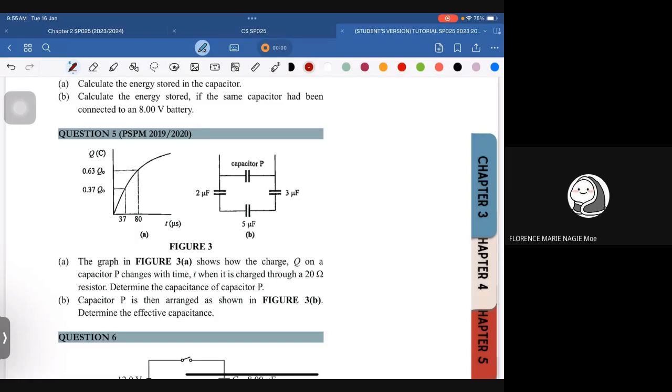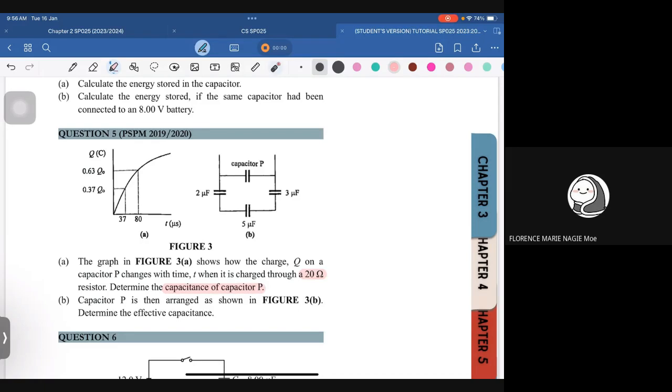Okay. So untuk this part here, we have a graph of charge against time. So dia bagi tahu how the charge on capacitor P changes with time when it is charged through a 20 ohm resistor. So sekarang dia dah bagi kita resistor. Now we have to determine the capacitance of capacitor P.